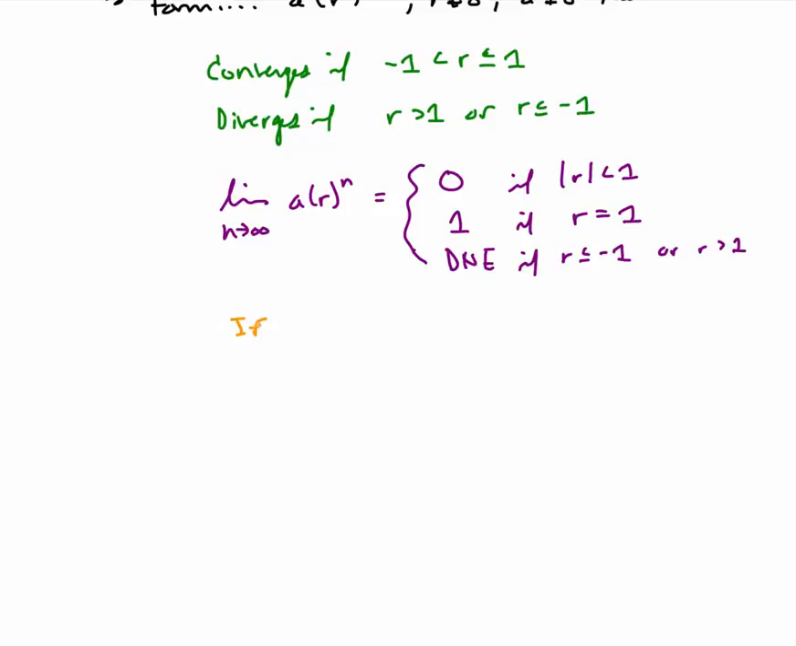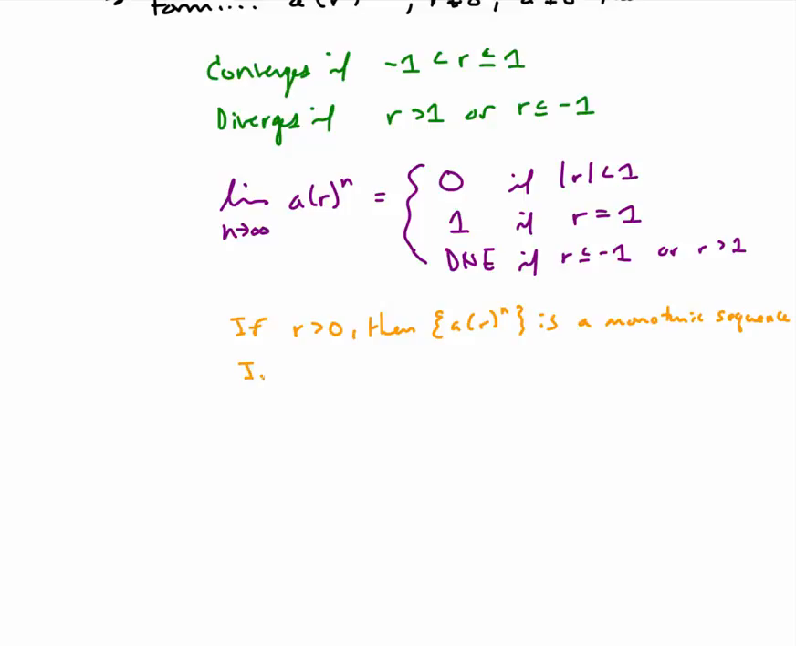A couple of other distinctions here. If r is greater than 0, that ratio, then what happens is a times r to the n is a monotonic sequence, meaning it has that same behavior. And in this case, whether it's increasing or decreasing will depend on whether r is a fraction or if it's greater than 1.